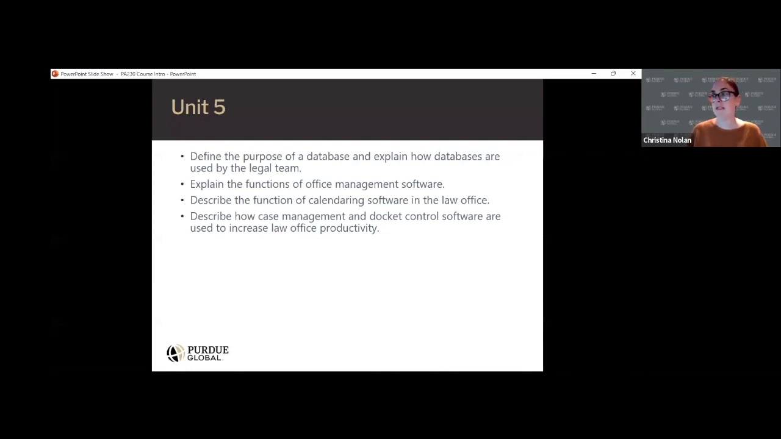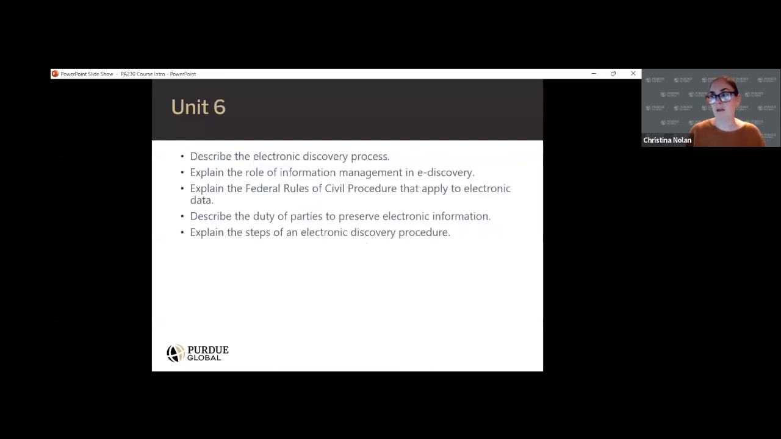Unit 5, what is a database? How are they used? What about office management software? So this is sort of the law office management unit. If you're interested in that, this might be the unit that particularly interests you. How does calendaring software work? Case management and docket control software. This is something that, of course, all lawyers are interested in, keeping up productivity.